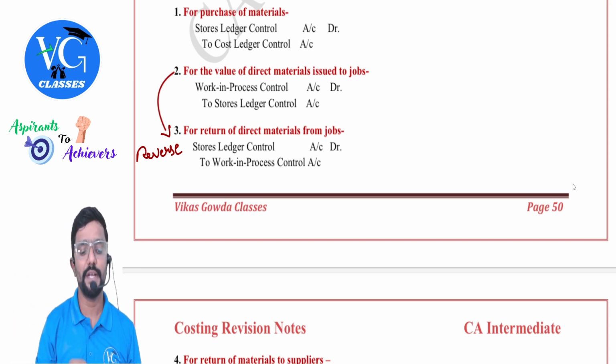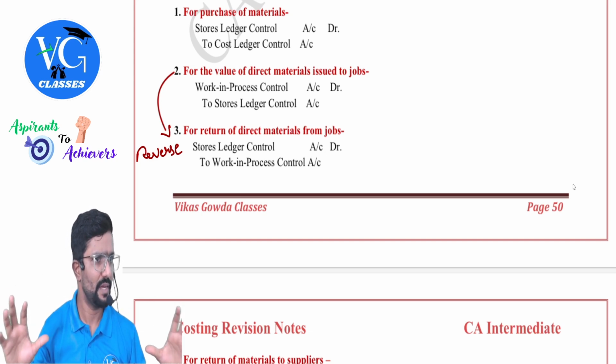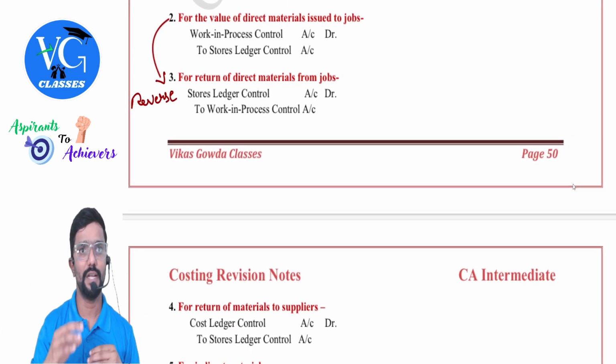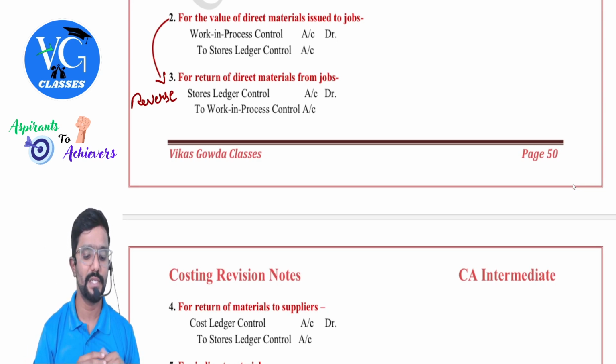So what is the entry, sir? Work in progress to stores ledger, as a direct material. It is considered to be direct. Sir, what if it is returned back? Means whatever was issued to the job is given back. Then reverse the entry. What is it, sir? Stores ledger to work in progress. Whatever entry we have passed here, we need to just reverse.